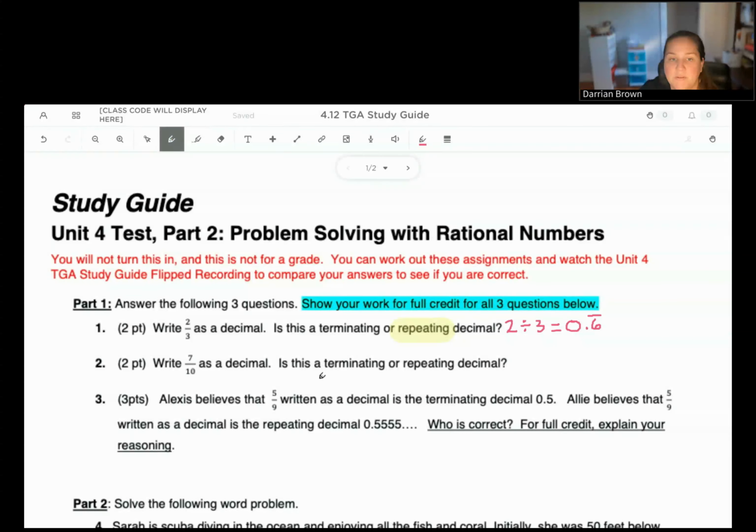Go back to my pen tool, do the same thing for number 2. It says write 7/10 as a decimal. So I'm going to divide 7 divided by 10. Type that into my calculator, 7 divided by 10, and I get 0.7. Nothing is repeating. That means it is a terminating decimal.